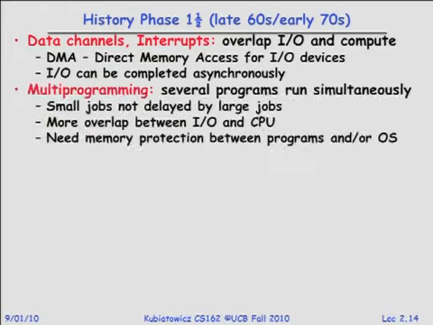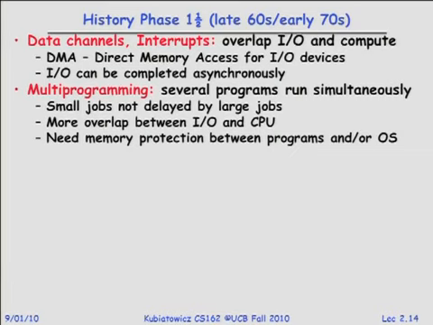Multi-programming was ultimately several programs running simultaneously. Small jobs weren't delayed by large jobs now, because if you have a really large job that lasts for a week and a small job that lasts for an hour, those two can be multiplexed in a way that the short job gets done much quicker than a week. We'll talk a lot about scheduling in a couple of weeks. Scheduling is a big issue here.